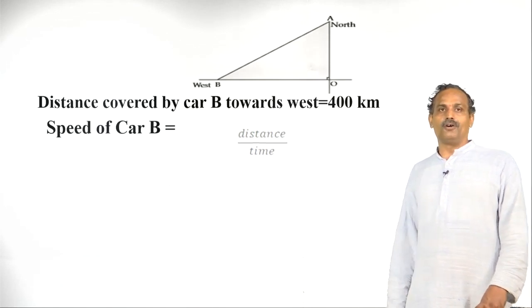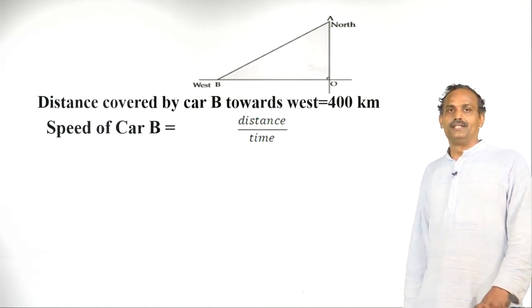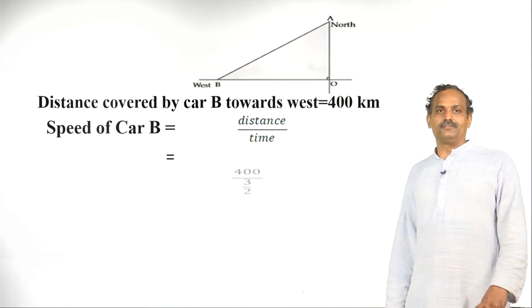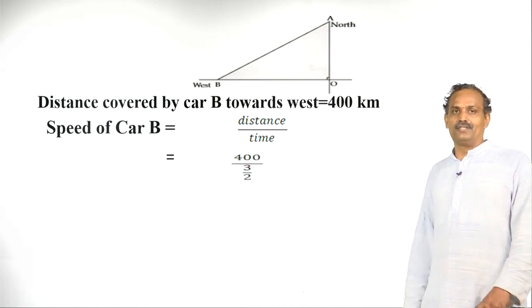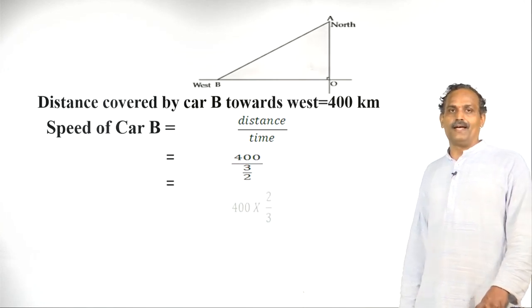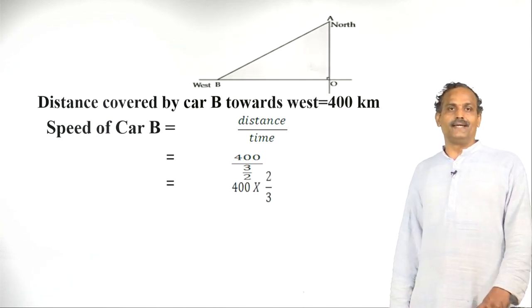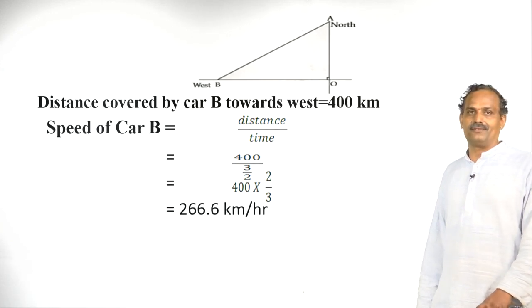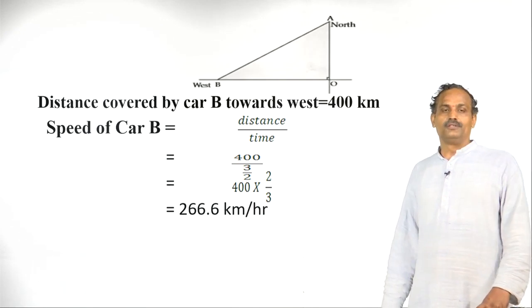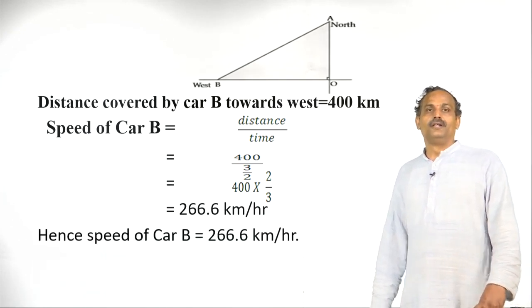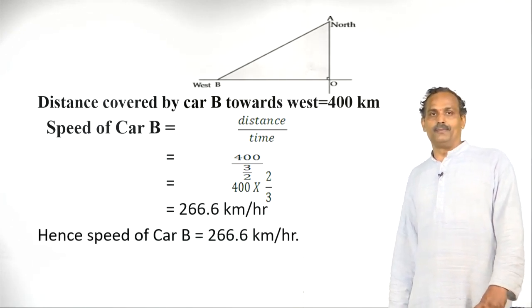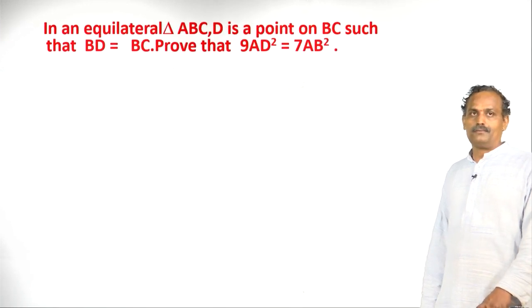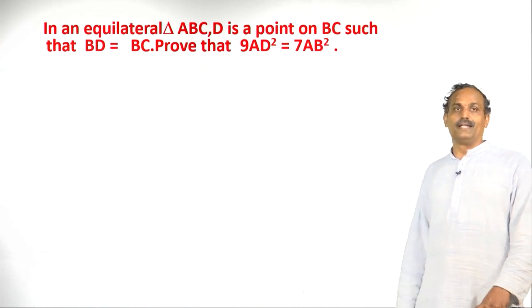Now, the speed of the car, as we have learnt, is equal to distance by time. The distance is 400, the time is 3 by 2. Let us simplify, it is 400 into 2 by 3, which is 266.67 kilometers per hour. So, the speed of car B is 266.6 kilometers per hour. Now, let us move on to the next problem.